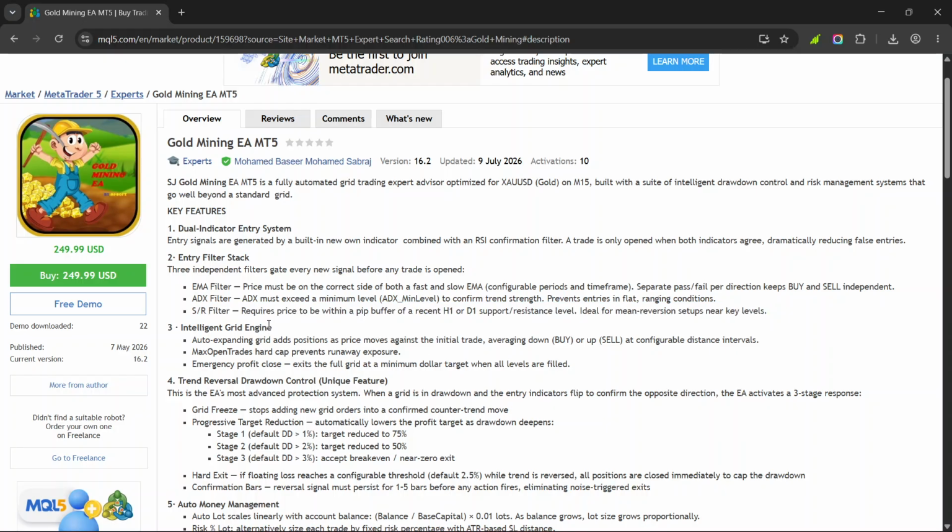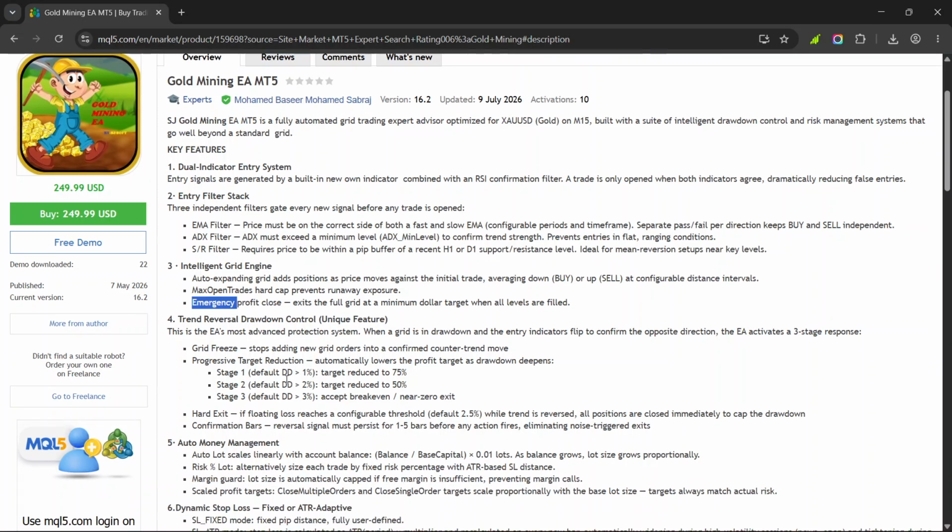And once you're in a trade, it switches to the intelligent grid engine that auto adds positions as price moves against you, averaging at configurable distance intervals. There's also a max open trade limit to prevent runaway exposure and an emergency profit close that exits the whole grid once it hits a minimum dollar target when all levels are filled.